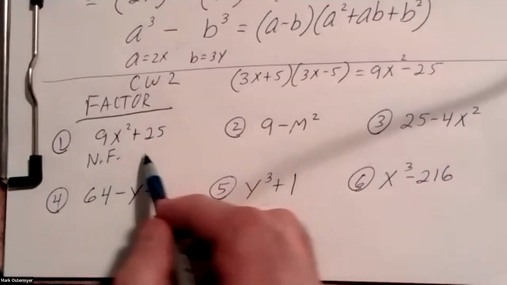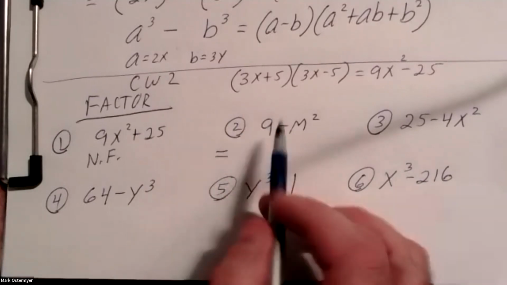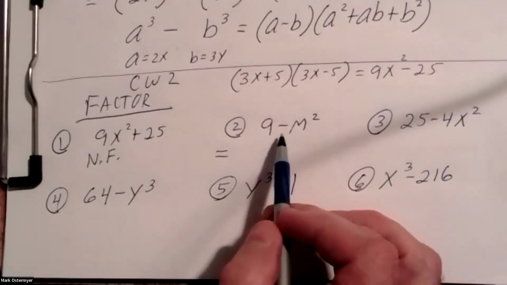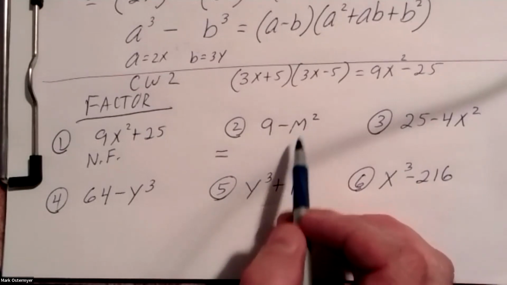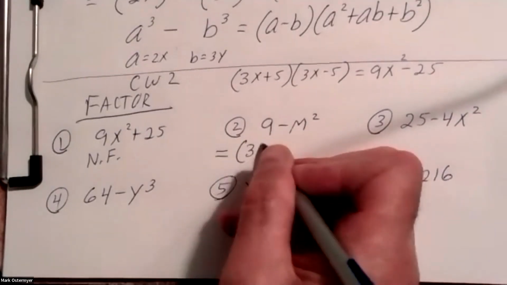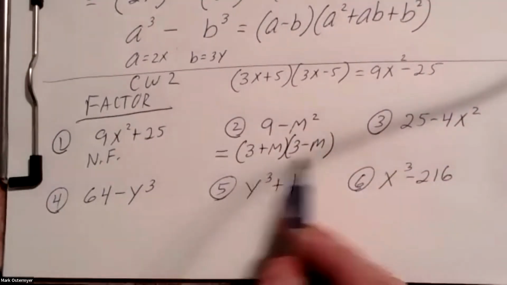So you just leave it like that? Yeah, you cannot factor this. You can say non-factorable. How about 9 minus m squared? This is the difference between what? Two squares. Do you agree? 9 being a perfect square of 3, m squared a perfect square of m. So this would factor into 3 plus m times 3 minus m. Anybody get that correct?